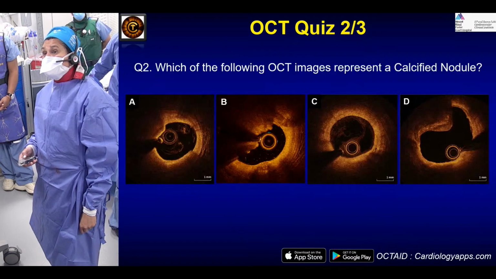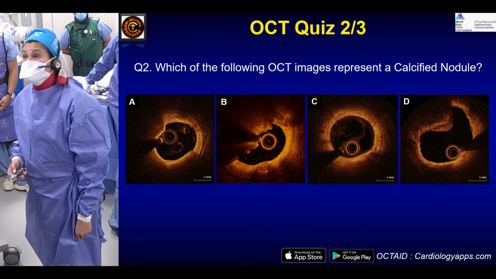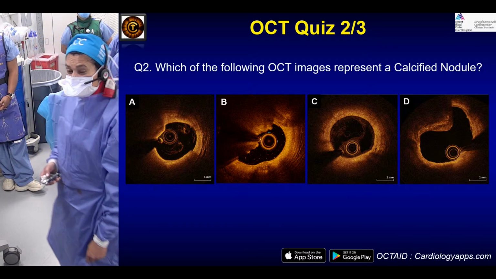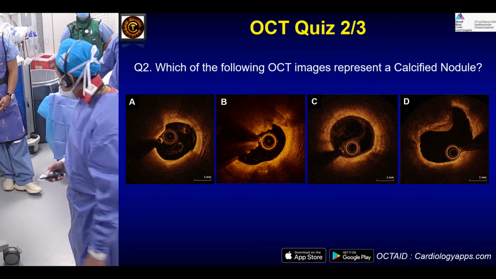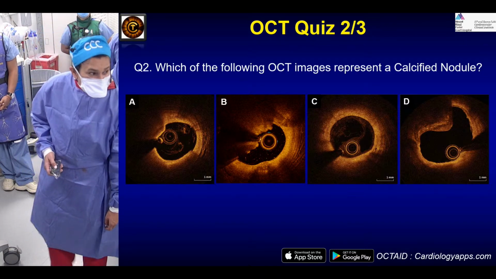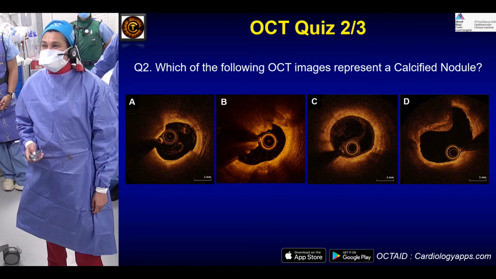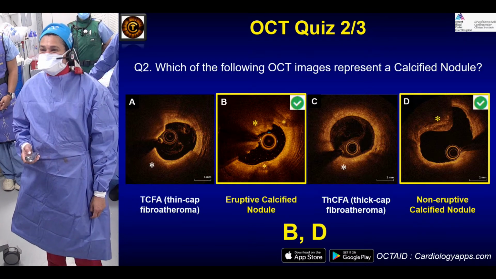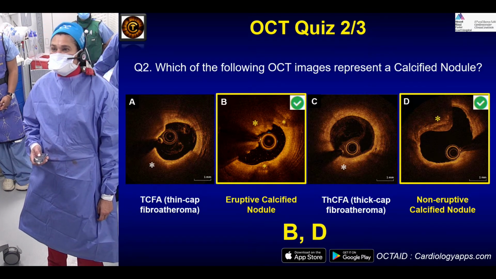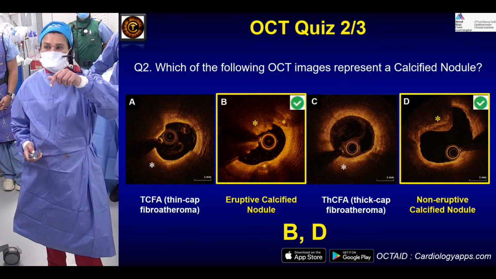Everything is beautiful. Then which of the OCT images represents a calcific nodule? Asif can answer this. Okay, Asif said D. Good. That's beautiful. So that is a non-eruptive calcified nodule, and B is an eruptive nodule. You see a little bit irregular and all these things.